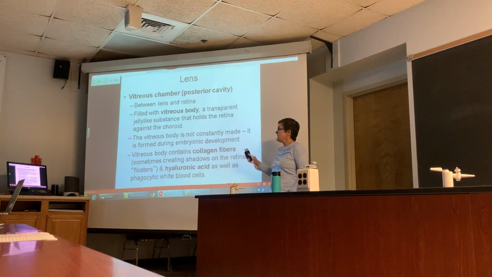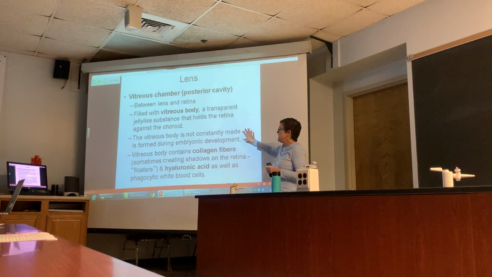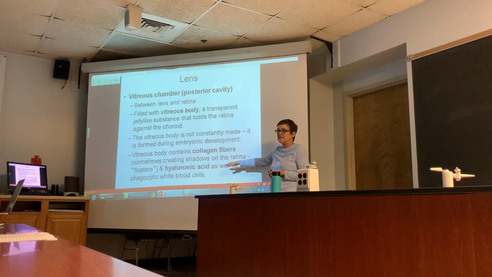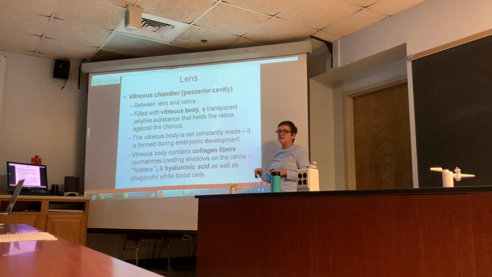The problem with that is, because it ages with you, you start getting problems. Sometimes the vitreous body will contract and liquefy, and that causes retinal wrinkling or retinal detachment as people age. So that's not uncommon. Also, the vitreous body is gelatinous because it contains hyaluronic acid, which gives it a slimy, gelatinous character. And it also contains collagen.